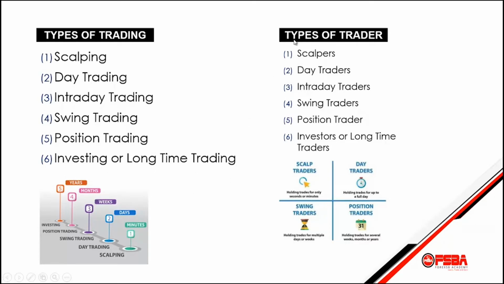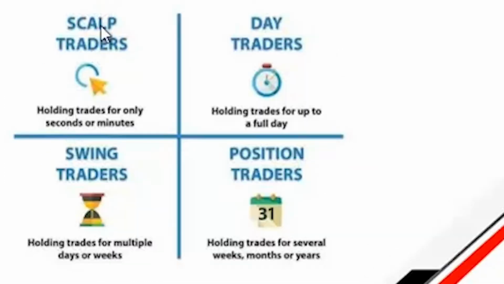So we have types of traders: we have scalpers, we have day traders, we have intraday traders, we have swing traders, we have position traders, we have investors or long time traders. So scalpers, social scalp traders, they hold trades for only seconds or minutes, while day traders hold trades for up to a full day. Swing traders hold trades for multiple days or weeks, while position traders hold trades for several weeks, months or years.